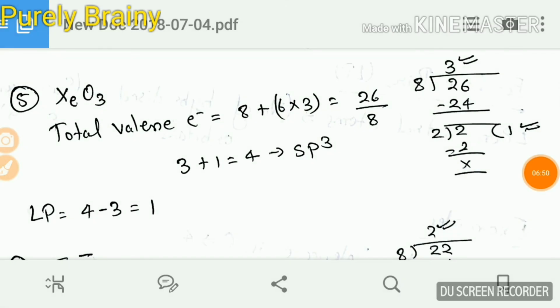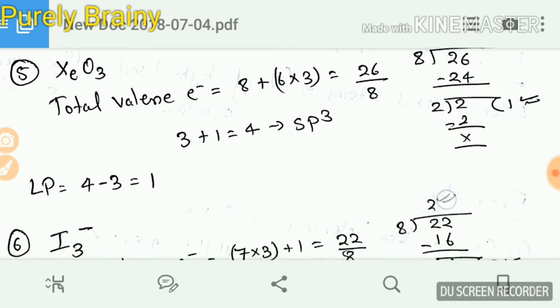4 will be the number of hybridized orbitals in XeO3 and 3 is the number of surrounding atoms in the molecule of XeO3. In XeO3, one xenon is surrounded by 3 oxygen atoms. So the lone pair is 4 minus 3, that is 1.